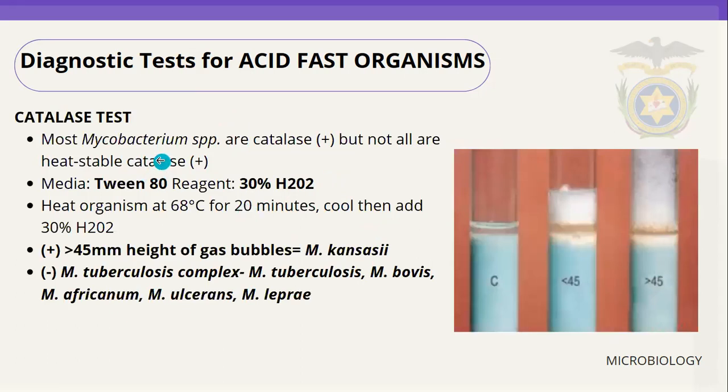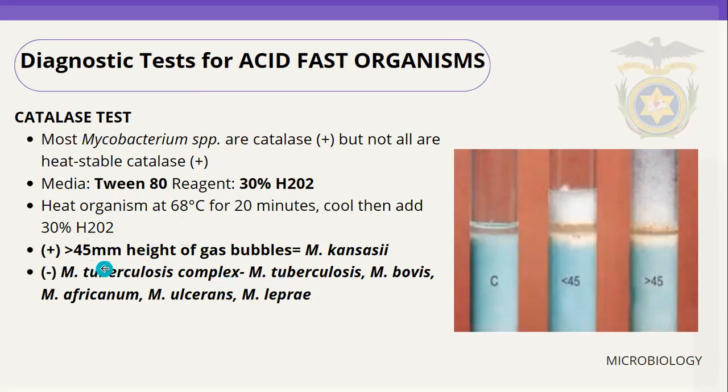Next, we will have our catalase test, and always remember that most Mycobacterium species are catalase positive, but not all are heat-stable catalase positive. So the media used here is the Tween 80, and the reagent is the 30% H2O2, as what we use in our original catalase test. The step here is to heat the organism at 68 degrees Celsius for 20 minutes, and we should let it cool, then add the 30% H2O2.